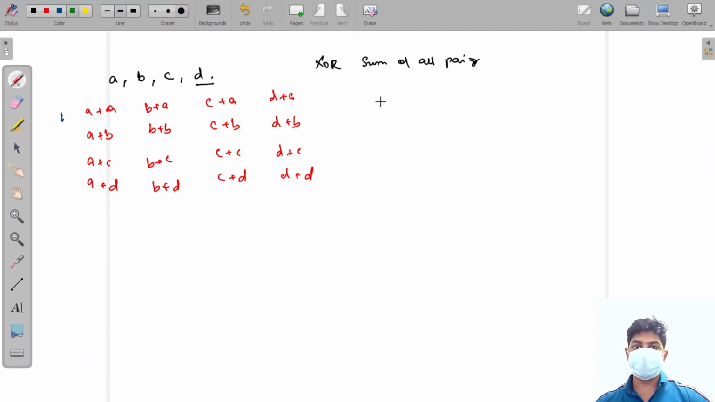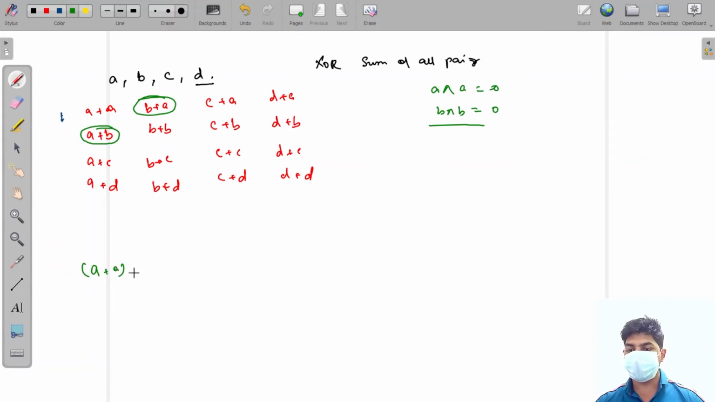What we are going to use is this property of XOR: A XOR A is 0, B XOR B is 0. That is, XOR between the same elements is 0. If we look clearly in our example, there is an element A plus B and there is an element B plus A. What we will be performing is something like this: A plus A XOR A plus B, dot dot dot. Somewhere here there will be the element B plus A. We are performing XOR, so when we perform XOR between A plus B and B plus A, this is A plus B, this is B plus A.